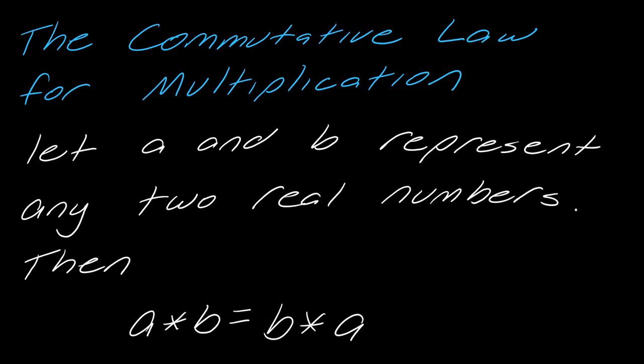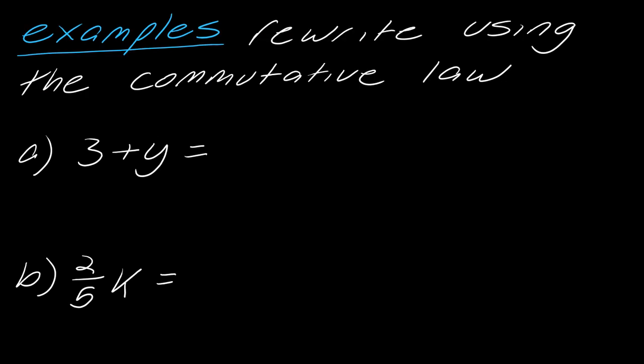Okay. So if I wanted to use commutativity, let's say that I want to rewrite a couple of expressions using this law. For instance, 3 plus y would equal y plus 3. You can just flip-flop the order. Now, for b here, this might look a little bit awkward, but we know that this is 2/5 k. This really means 2/5 times k. So if I wanted to reverse the order, it would look a little awkward, but we could totally write it like this. Okay, so that's the idea.